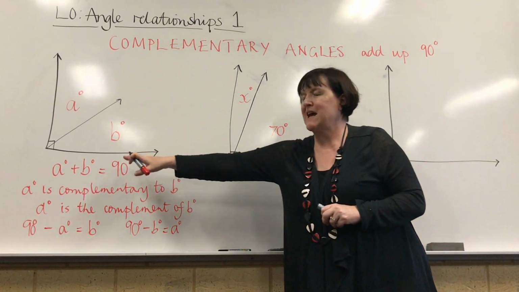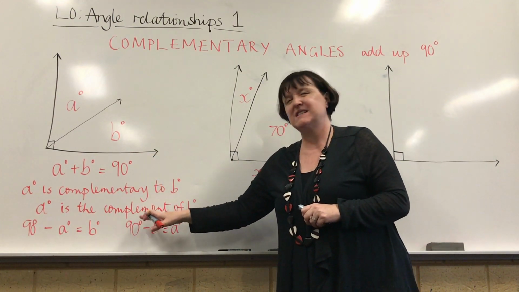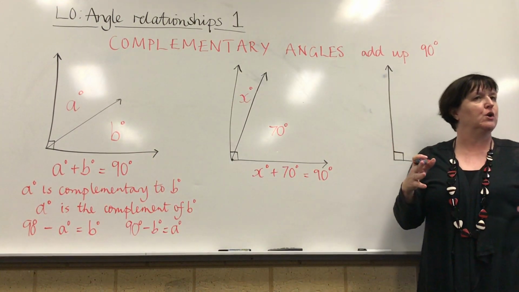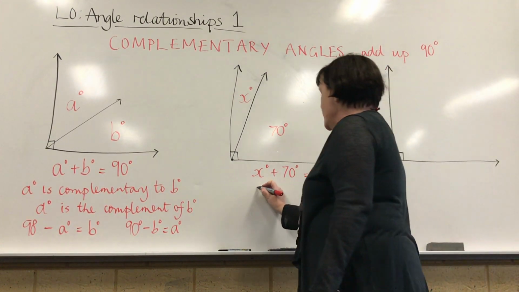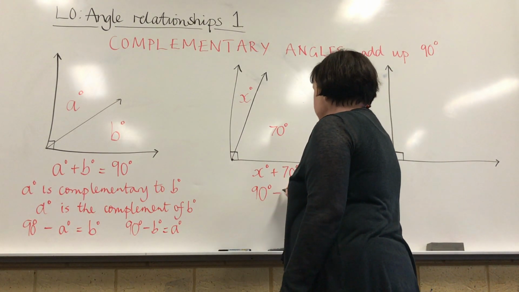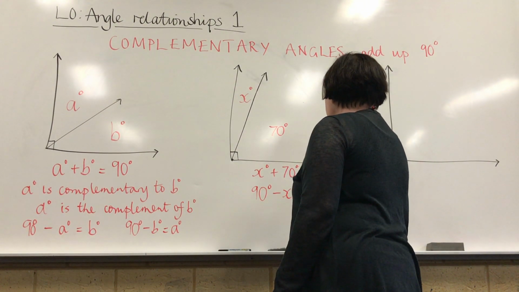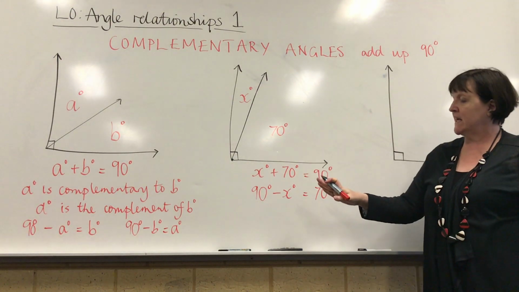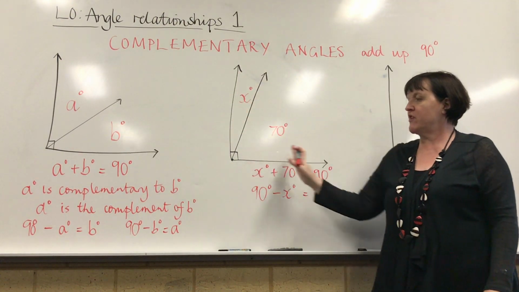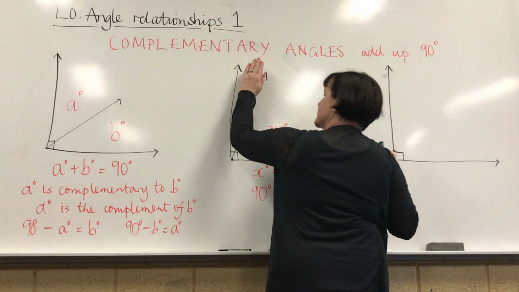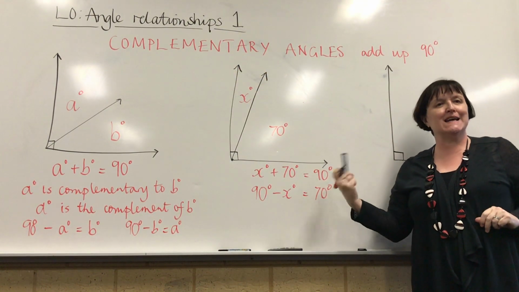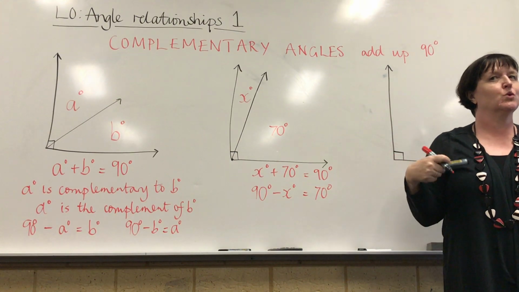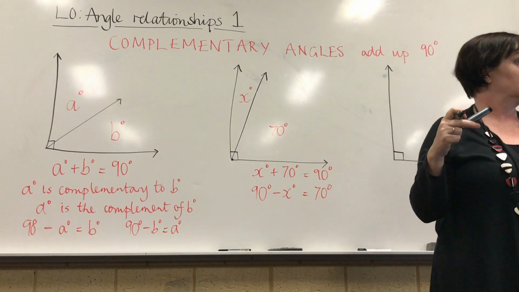Well, look here, we had A plus B is 90. 90 take B is A. That might give you a bit of a clue what you might need to do. 90 take X is 70 degrees. Well done. 90 degrees take X is 70 degrees, because if you look at it, there's your 90 degrees, and if you take the X away, you're left with 70, aren't you? So if 90 take X is 70, what is also true?